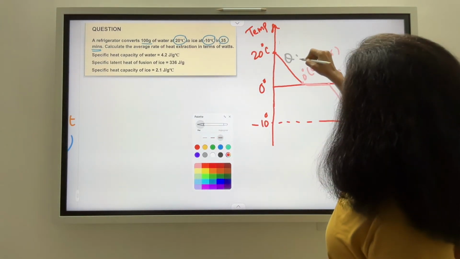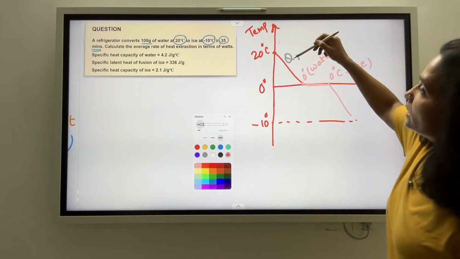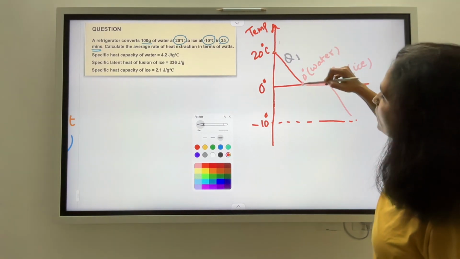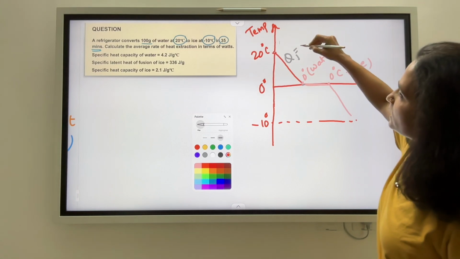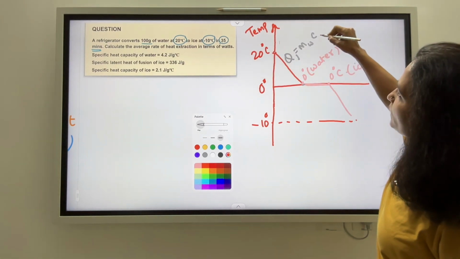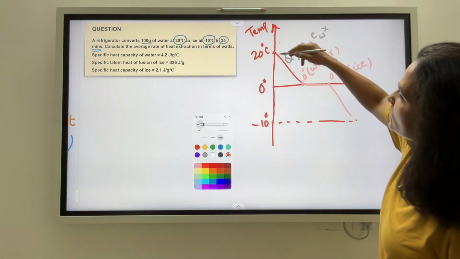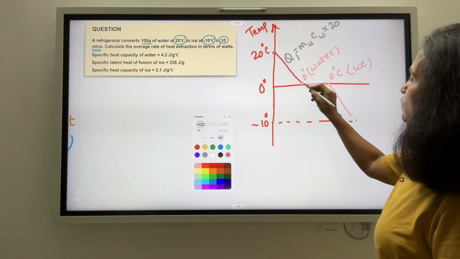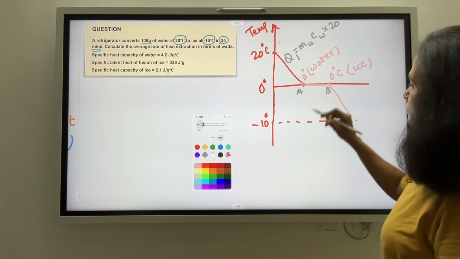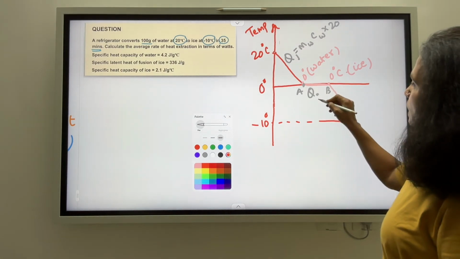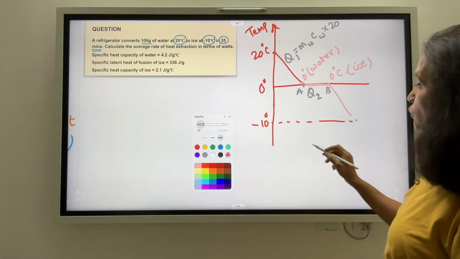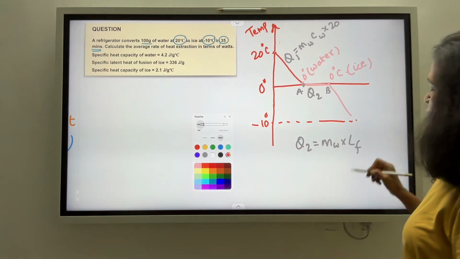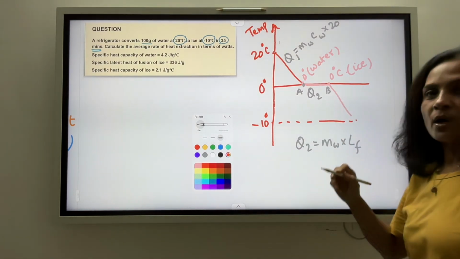So what do we have here? A Q1 where the energy is being liberated for the conversion of water at 20 degree into water at 0 degree. So how would we write this? Mass of water into specific heat capacity of water into the temperature change. How much is the temperature change? 20 degree. Now look at the latent heat wala part. So we are talking about say AB. In this phase, the amount of heat energy exchanged, which is Q2, would be given by what? The mass of water into latent heat of fusion. So the water has fused to ice now.